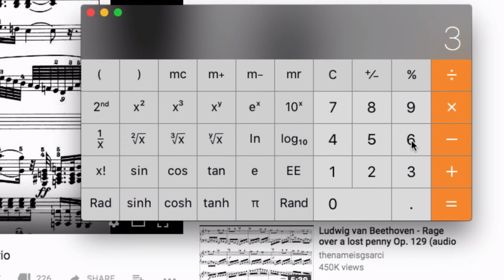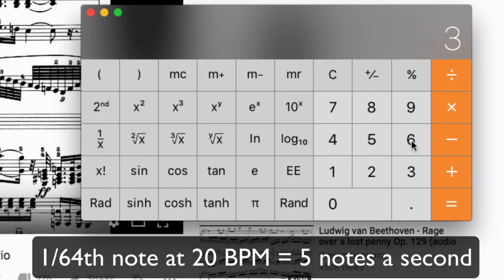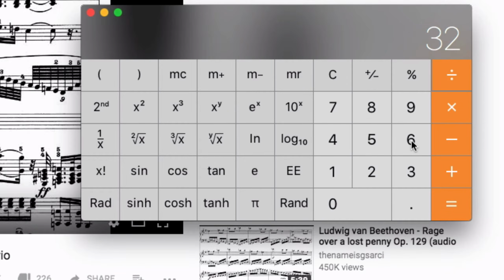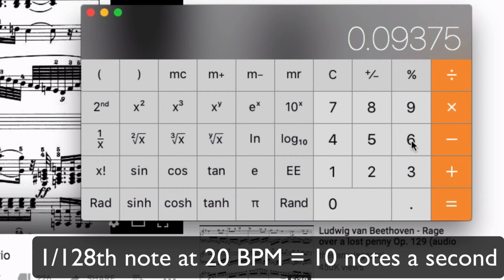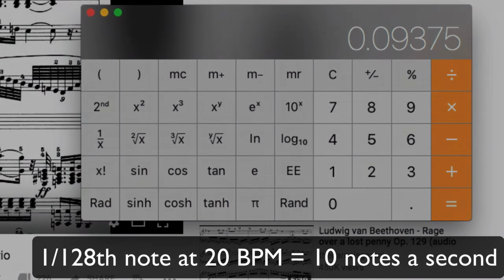Let's divide up the quarter note into 8. That's 2 parts. 16th, 4. 32nd is 8. 64th is 16. And 128th is 32. So 3 divided by 32. It's about 1/10 of a second. 10 notes per second. That is fast, but it's totally doable. Let's hear what that actually sounds like.